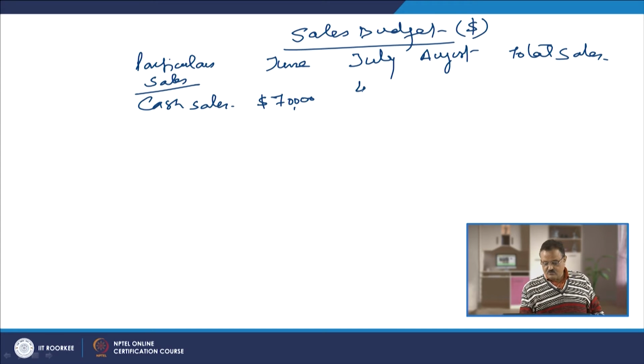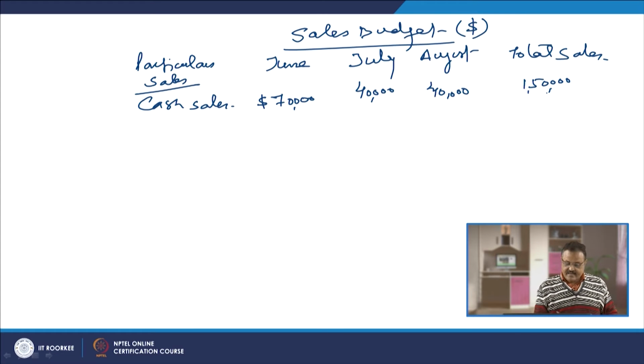Here in the month of July, the cash sales are going to be 40,000, and in the month of August, the cash sales are going to be again 40,000. So, what are going to be total sales? That is the cash sales, that is the $150,000. These are the cash sales.